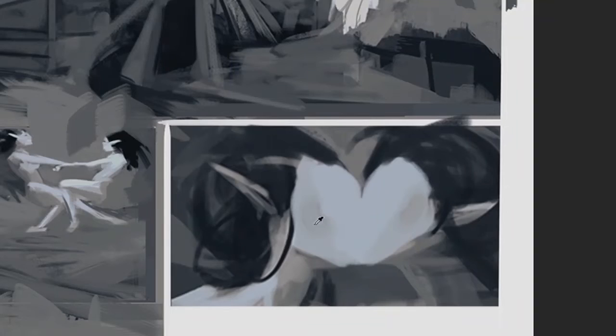And then the eyes, where are the eyes at in this heart? They're going to be something like that.